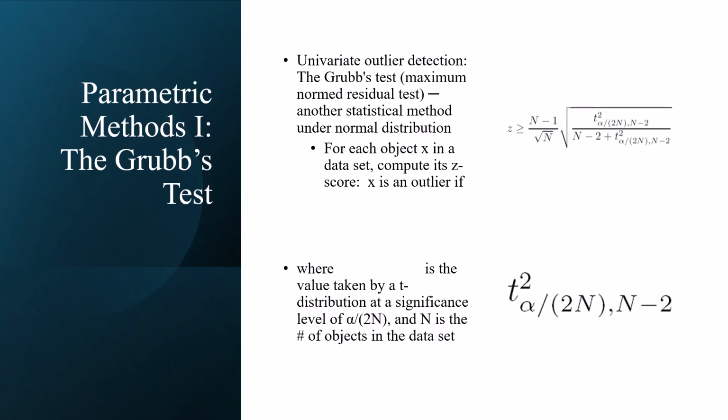Univariate outlier detection, the Grubbs test. It's another statistical method under normal distribution. For each object x in a dataset, compute its z-score, where the value is taken by the t distribution at a significance level alpha divided by 2n, and n is the number of objects in the dataset.